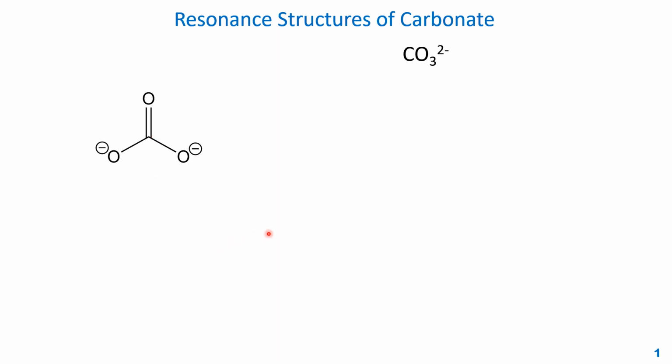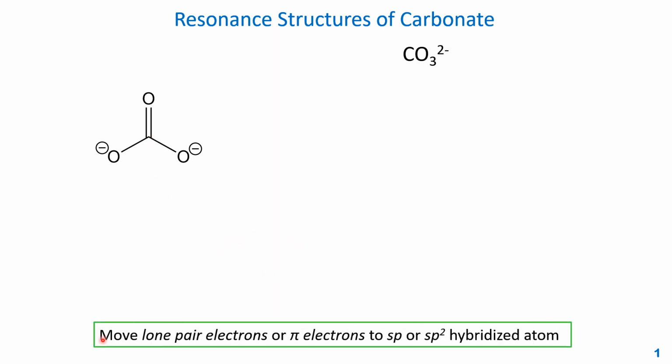The single rule of the resonance structure will be you always only move either lone pair electrons or pi electrons. You cannot move sigma bond electrons, no. And also you can only move them to sp or sp2 hybrid atoms. You cannot move to sp3.